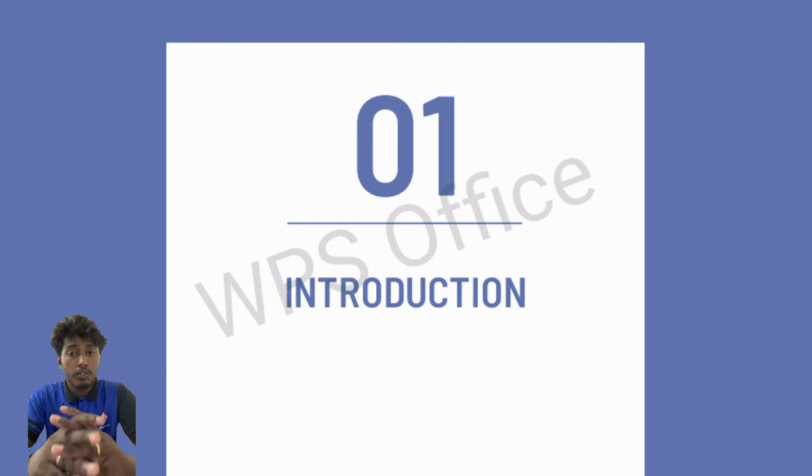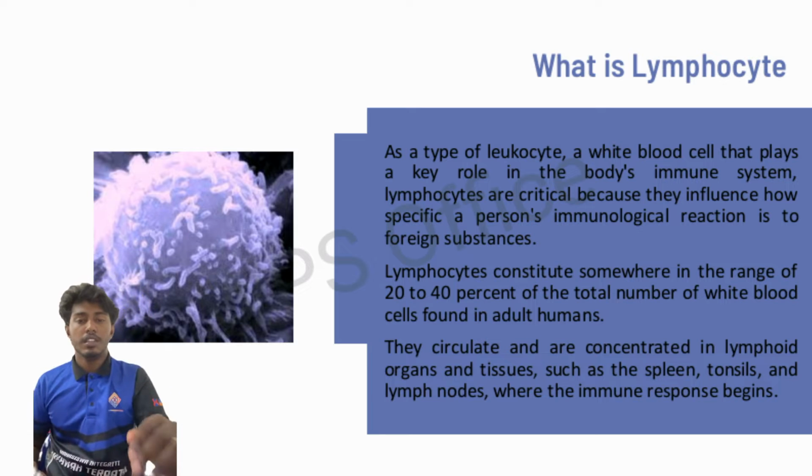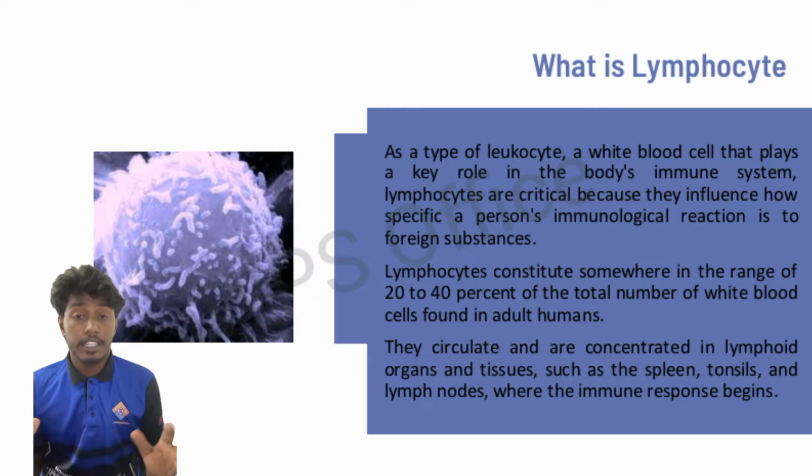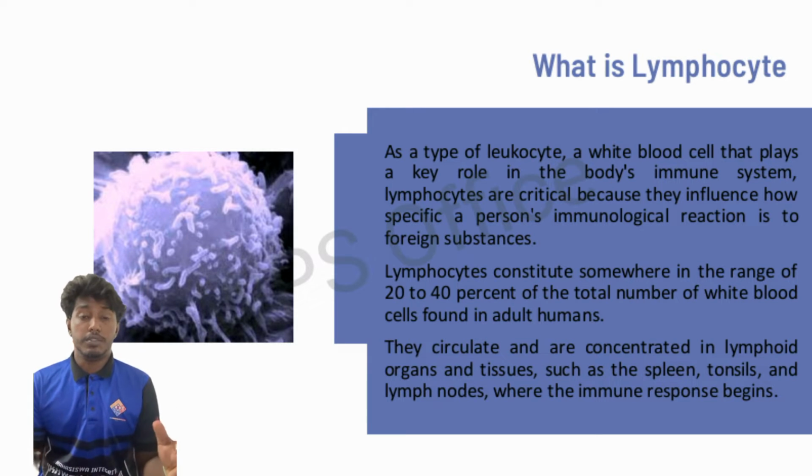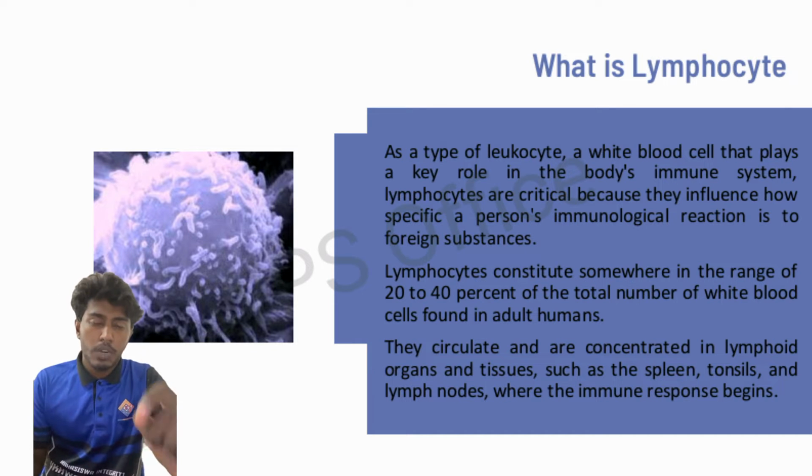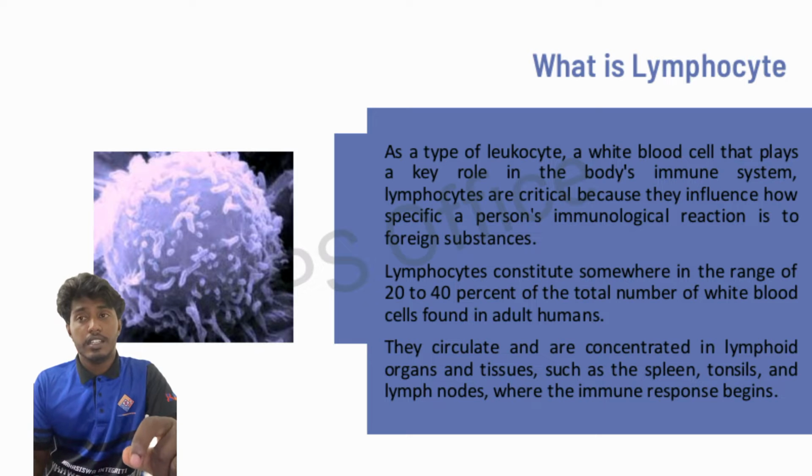Before we go to the positive and negative selection of T lymphocytes, we need to know the introduction of what is a lymphocyte. So let's go through what is a lymphocyte. It's a type of leukocyte and a white blood cell that plays a key role in the body's immune system.